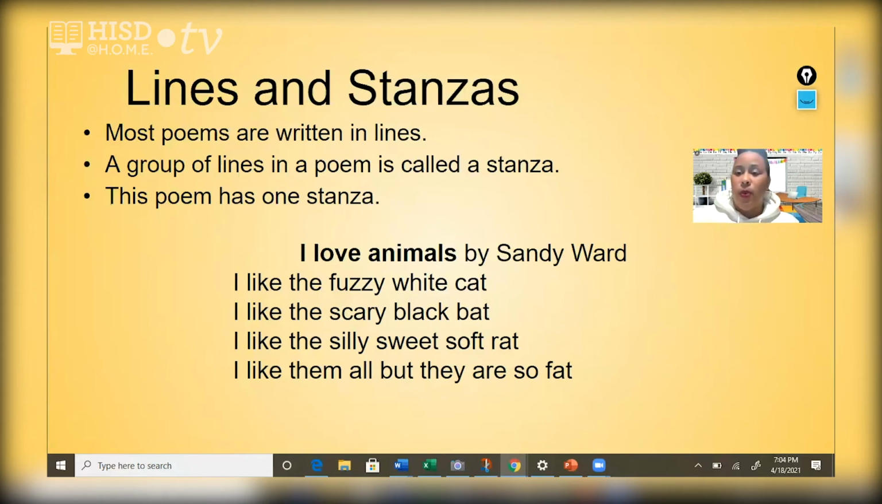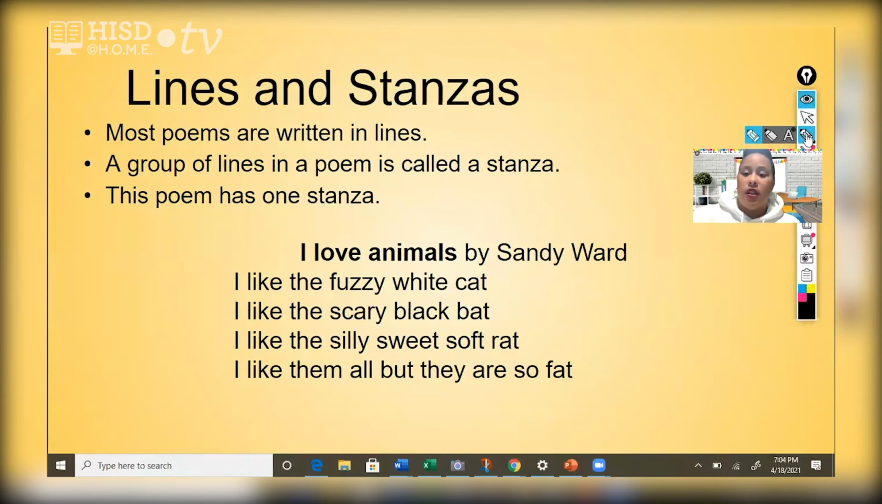Take, for example, this poem. Here we have 1, 2, 3, 4 lines. There are 4 lines, and those 4 lines are together, so they make one stanza. Notice you don't see periods at the end of these lines. Some poets choose not to use punctuation in their poems. Some poets use punctuation, but not on every line.